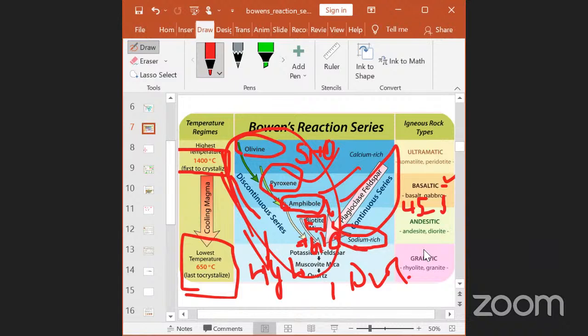Plagioclase. So further, if the minerals formed in this discontinuous series are removed, then the remnant melt will automatically become rich in silica, right? And the only element left will be potassium. You see here potassium.